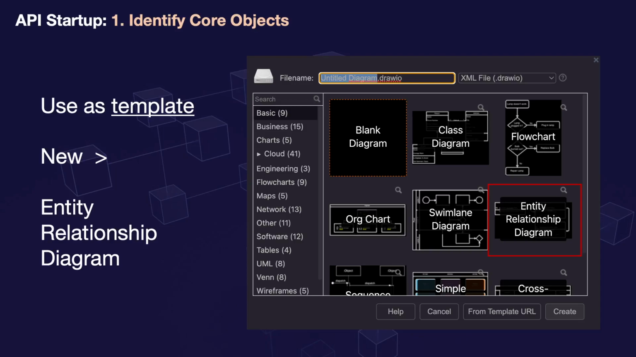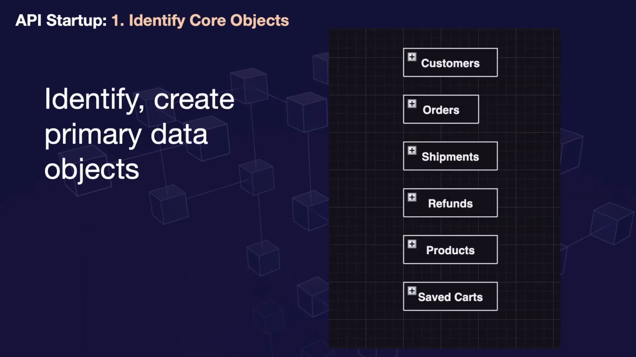Go to New, and then the name of the template is called Entity Relationship Diagram. You may see that also abbreviated in some places as ERD, Entity Relationship Diagram. Click on that, and you should be getting started with that type of diagram. So now we need to identify and create primary data objects.